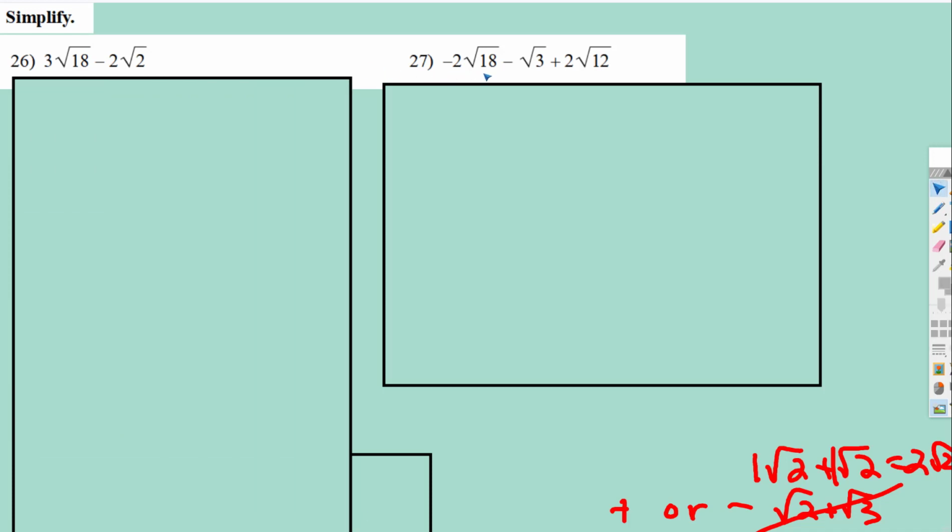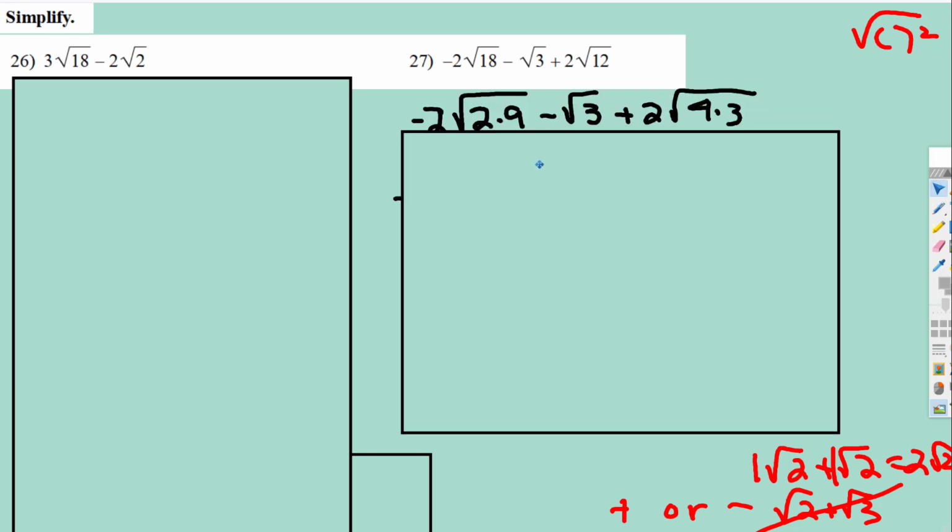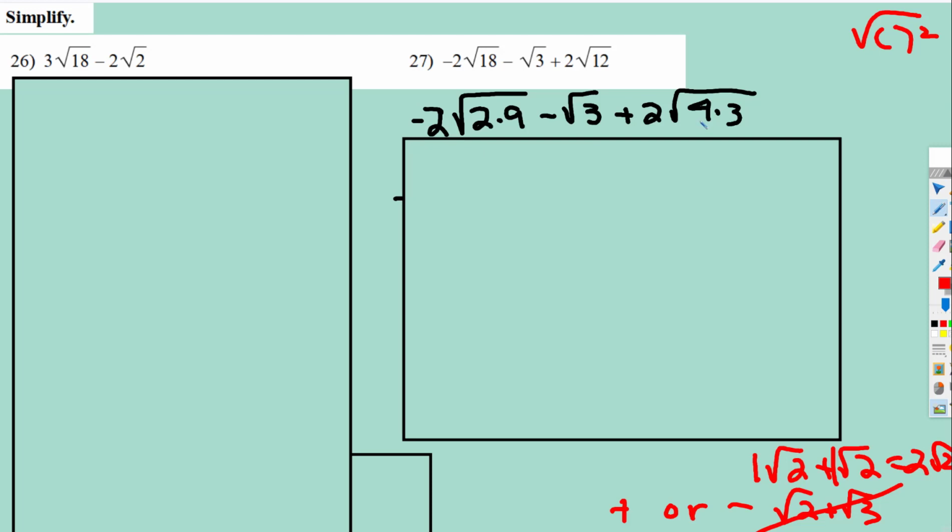Well, now we have a negative root 18, and we know root 18 simplifies. Root 3 is prime, so that's as simplified as it gets. Root 12, remember what you're looking for. You're looking for perfect squares. So when you simplify 12, 4 is a perfect square, so we're going to choose 4 times 3. Notice we don't use 6 times 2 because 6 isn't a perfect square. So a perfect square factor of 12 is 4.